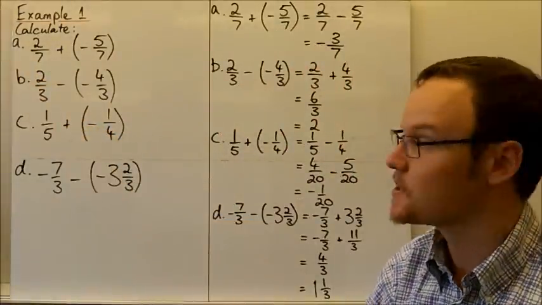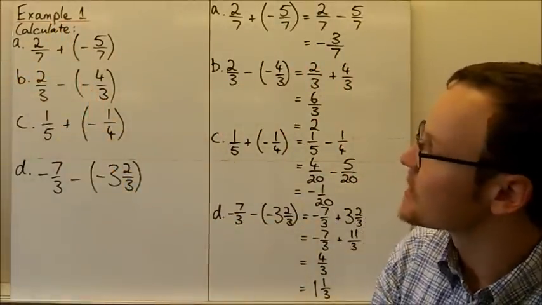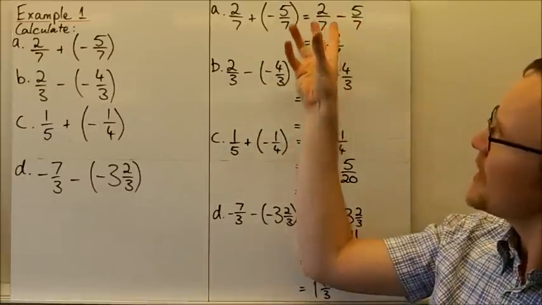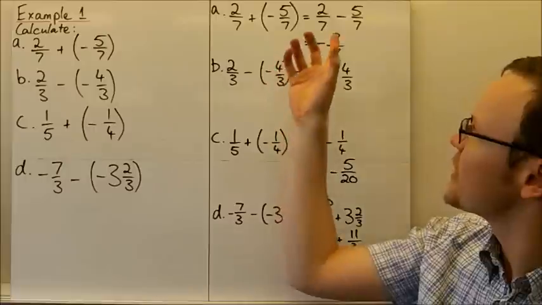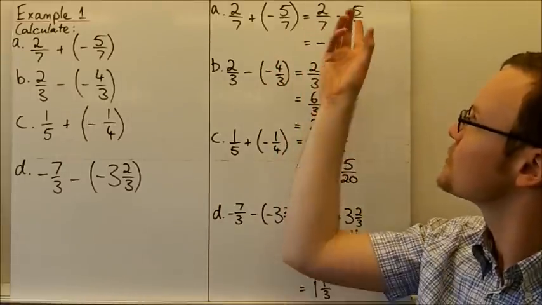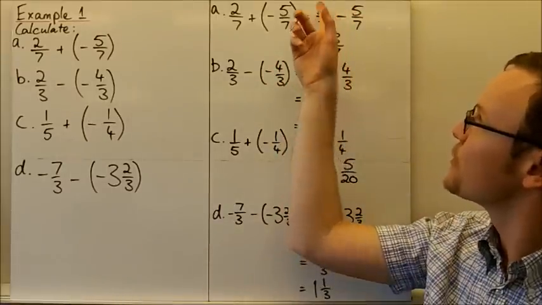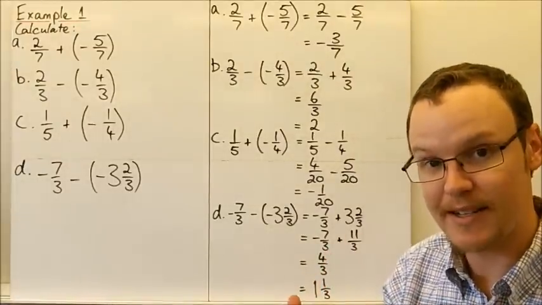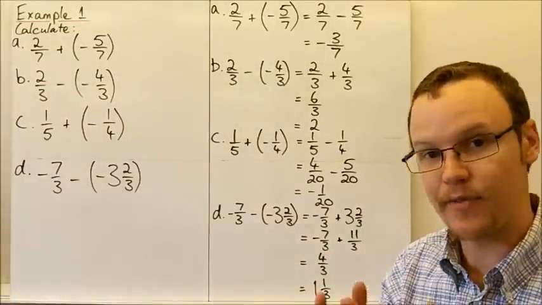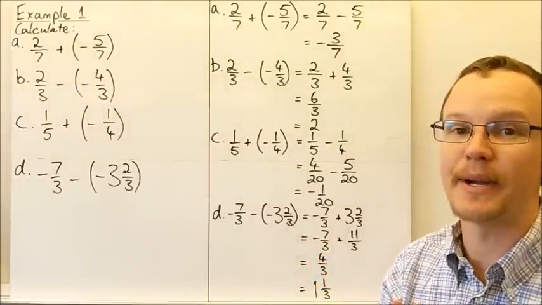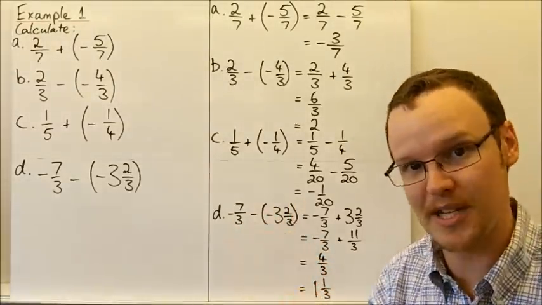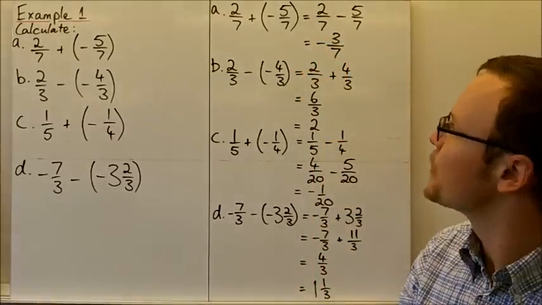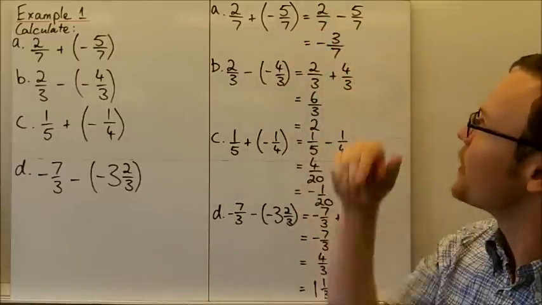Having a look at some examples now. Calculating these examples, let's have a look. So 2/7 plus negative 5/7. We've got plus a negative, so that's the same as subtract. So 2/7 subtract 5/7. If we've got 2 and we subtract 5 of those sevenths away, we're going to be into negative territory. Just like if the temperature was 2 degrees Celsius and it cooled down by 5 degrees Celsius, it would be negative 3 degrees Celsius. So here, negative 3/7.